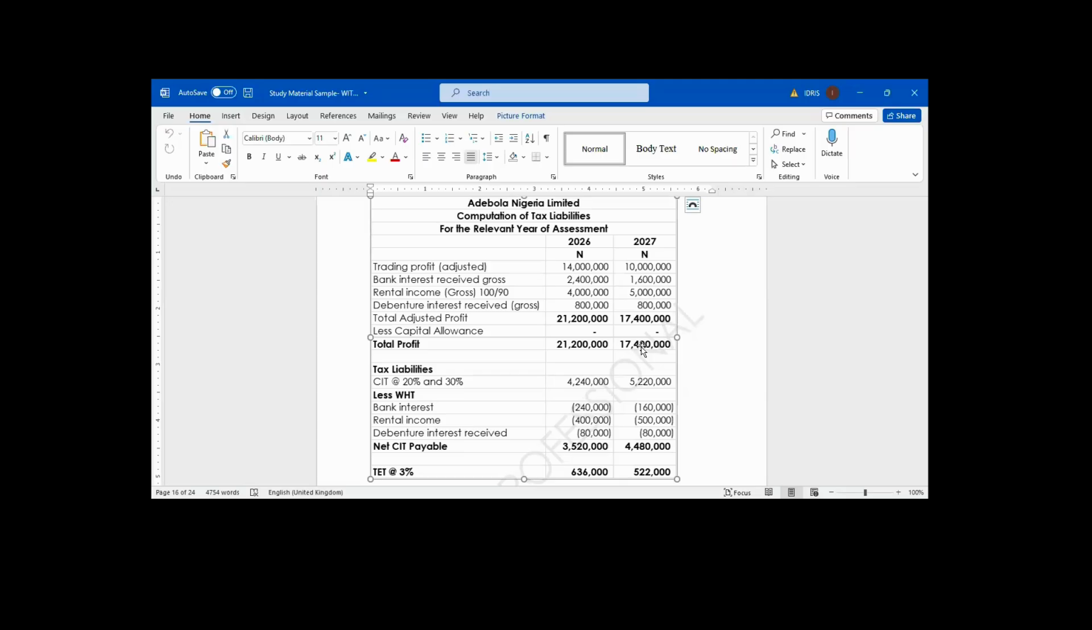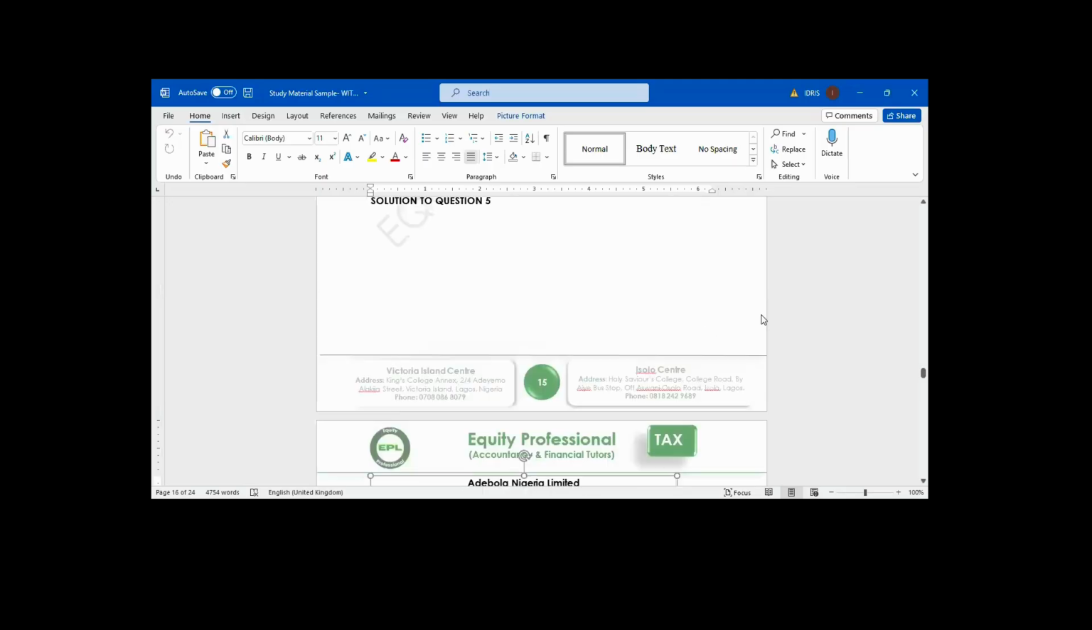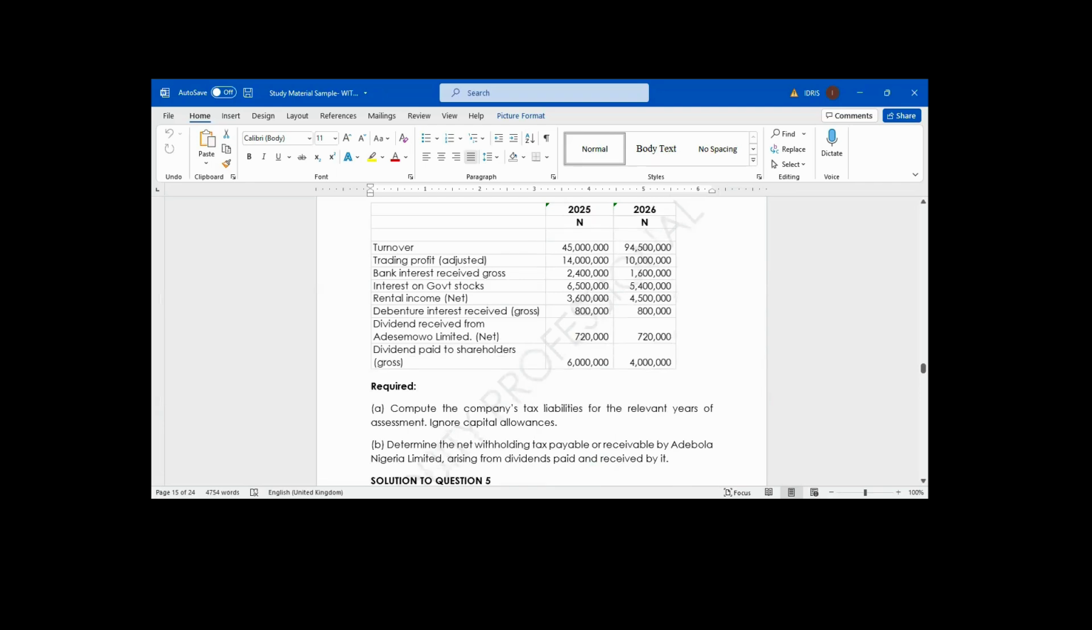But sir, there's no turnover in your solution. In this question, look at turnover now: 94,500,000, plus all the other income we have, 1.6, 5.4, 4.5, 800, everything. When you add it with the turnover, it will be more than 100 million. That is the yardstick we use to determine CIT rates.